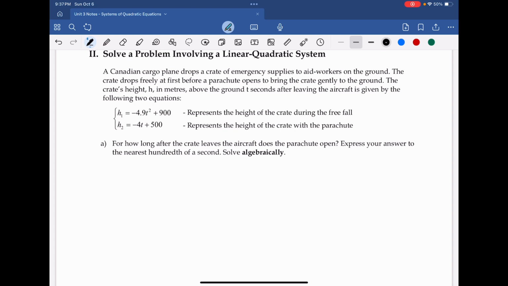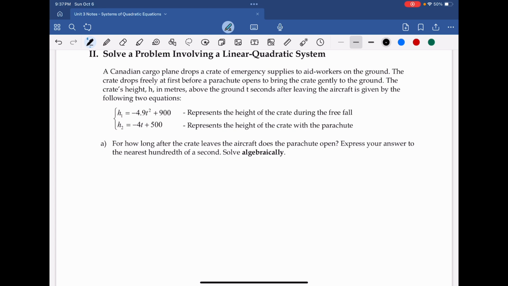So first and foremost, a Canadian cargo plane drops a crate of emergency supplies to aid workers on the ground. The crate drops freely at first, before a parachute opens, to bring the crate gently to the ground. The crate's height, h, in meters, above the ground t seconds after leaving the aircraft, is given by the following two equations.